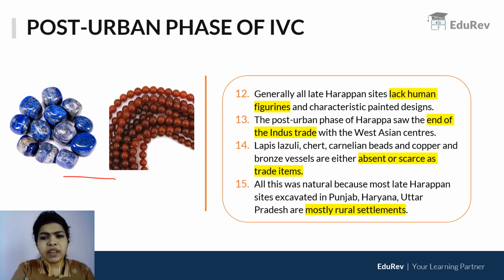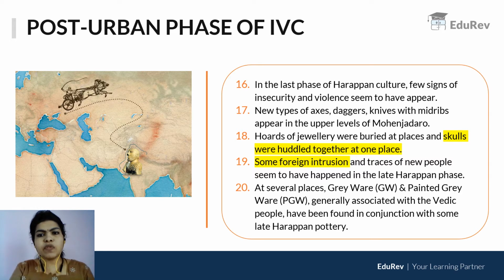And all this was very natural because most late Harappan sites were mostly rural settlements. It had lost its urban sheen and shine. In the last phase of Harappan culture, few signs of insecurity and violence also started to appear. That is, there is some production of tools or weapons, new types of axes, daggers, knives with midribs, as in the knives which have a long portion to hold them.